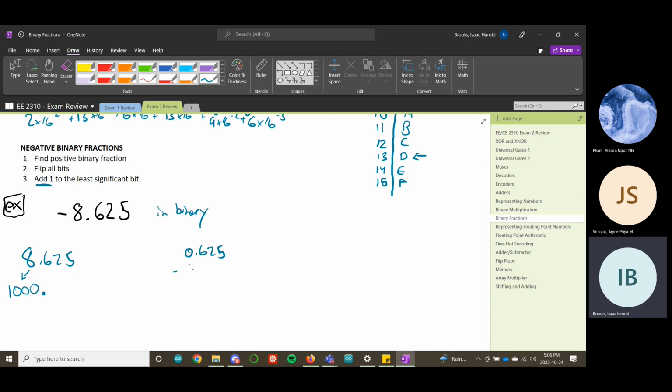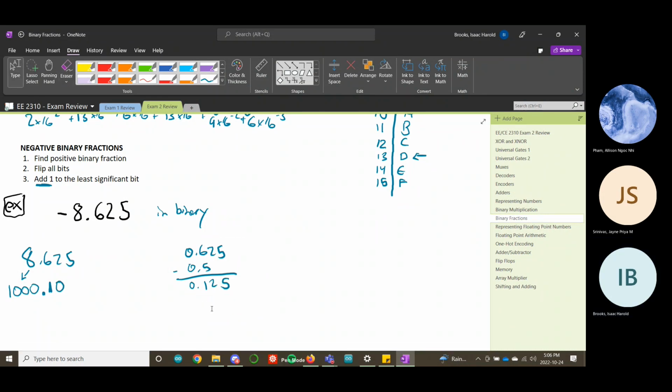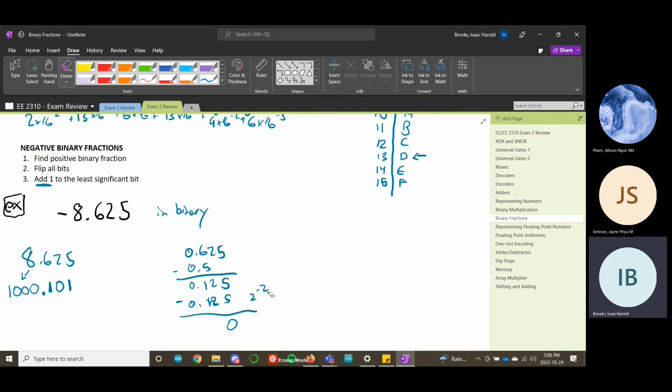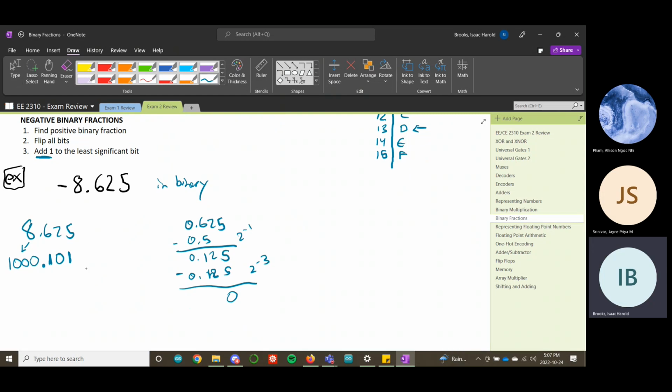We can subtract out 0.5, which represents a 1 in this position, and we'll be left with 0.125. We cannot subtract out 0.25, because then we'll get a negative number, so we put a 0 there. But the next power of 2 is 0.125. We can subtract 0.125 and we're left with a 0. So we put a 1 here because 0.125, which is 2 to the negative 3, was part of it. This is 2 to the negative 1. Okay, so this is our number in binary, the positive version.